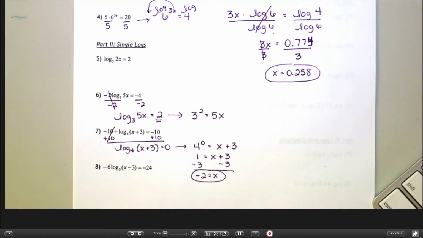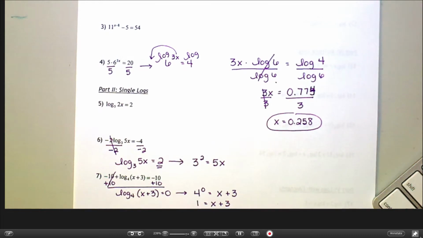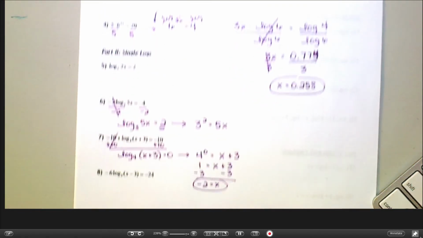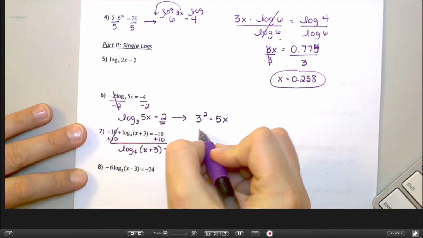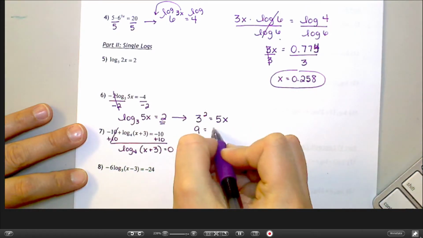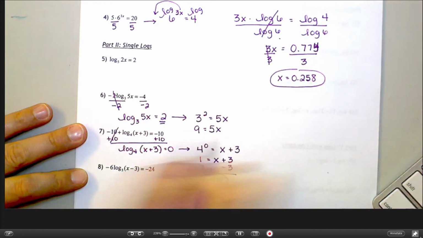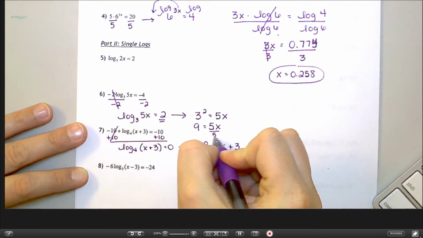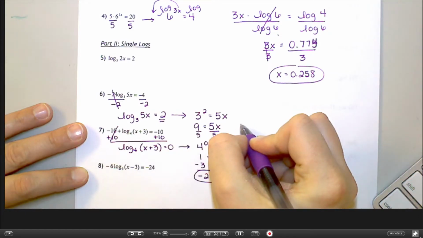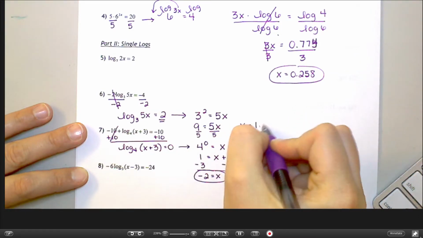Okay, let's go back to, where was I? Sorry. Number 6 is what I was working on. Sorry, I couldn't find where I was not finished. All right, 3 squared is 9. So now I have 9 equals 5x. And then what would I do from there? Just divide by 5, right? Yep. X is equal to 1.8.